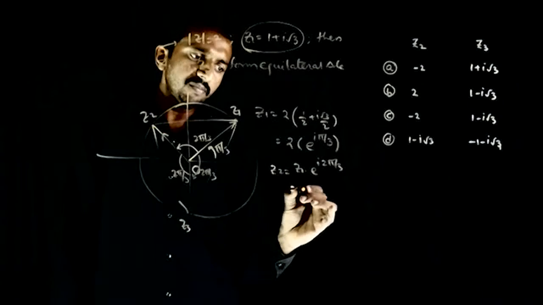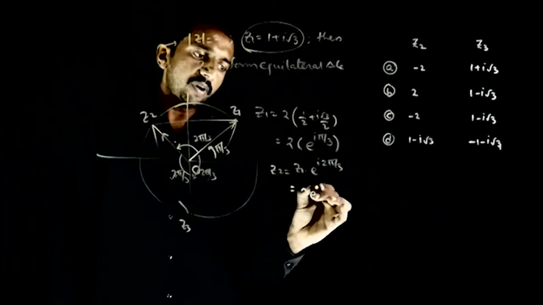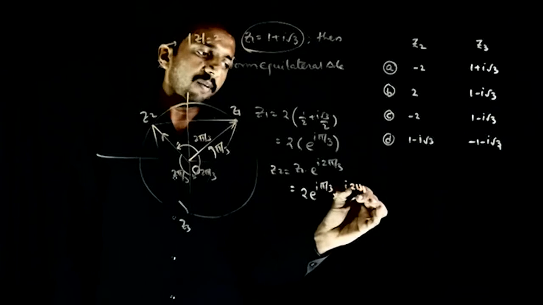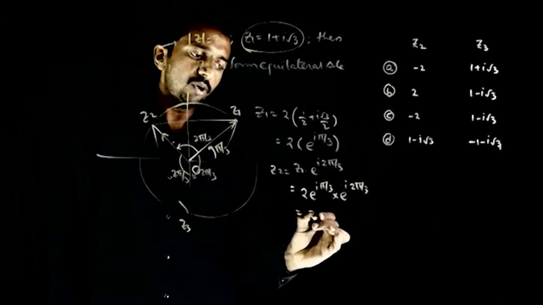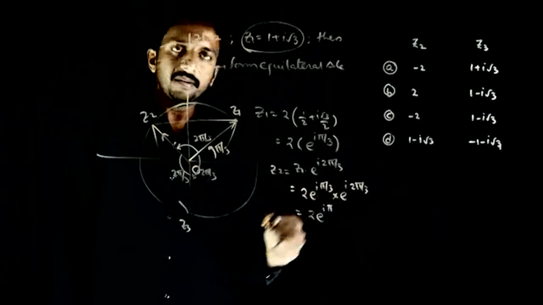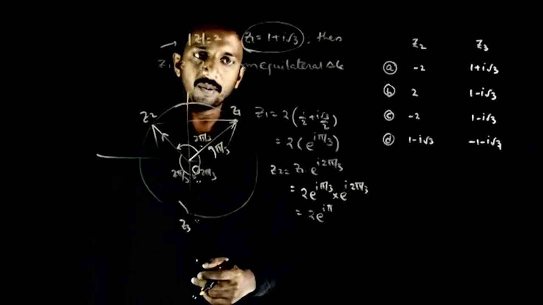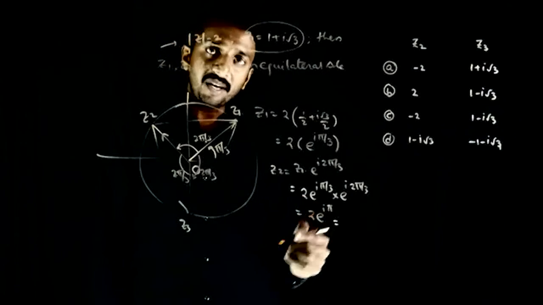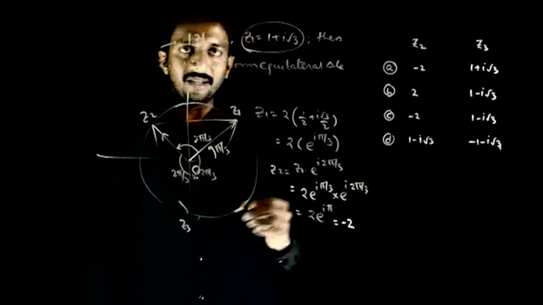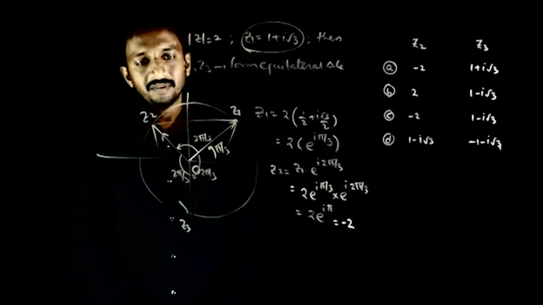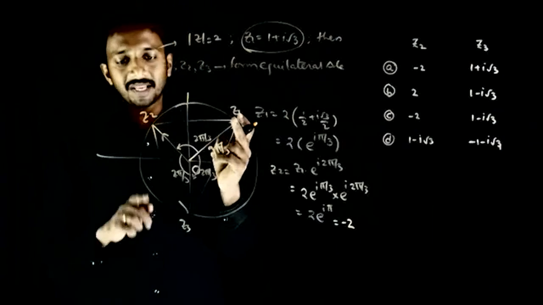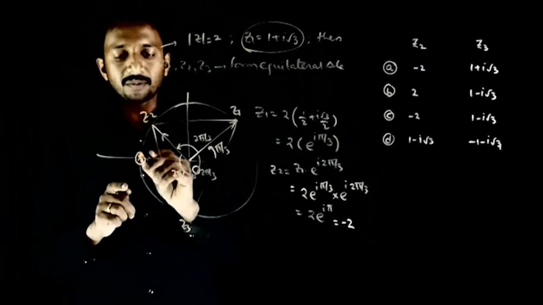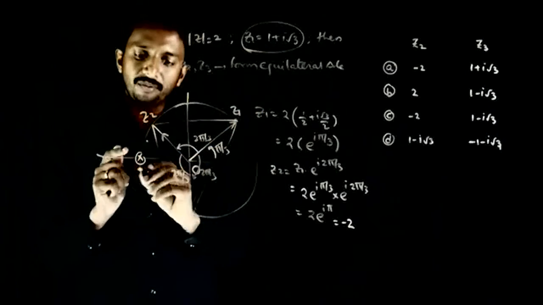That is equal to Z1 is 2 e power I pi by 3 into e power I 2 pi by 3. That is equal to 2 into e power I pi. Pi by 3 plus 2 pi by 3 is pi. 2 e power I pi, and e power I pi is minus 1. So minus 2. Okay, so on the diagram I drew here, the second complex number will be minus 2. So this will be the value of Z2.